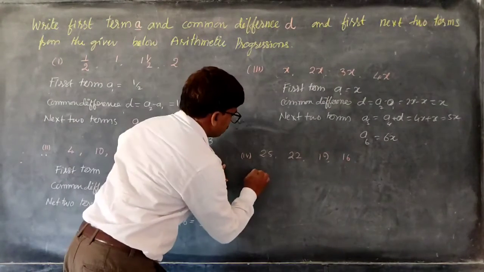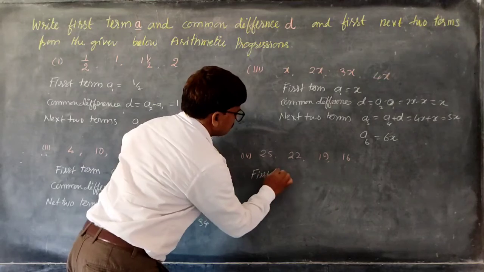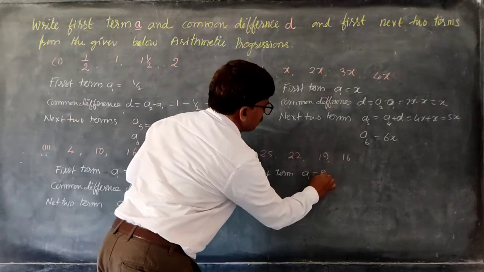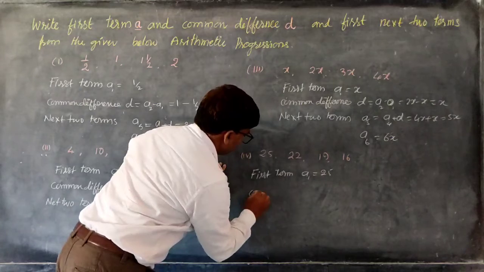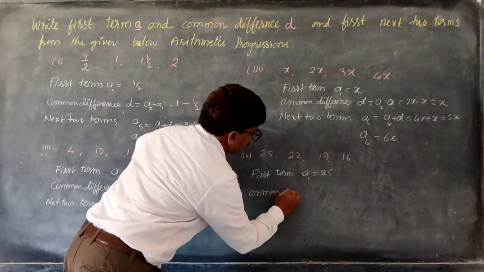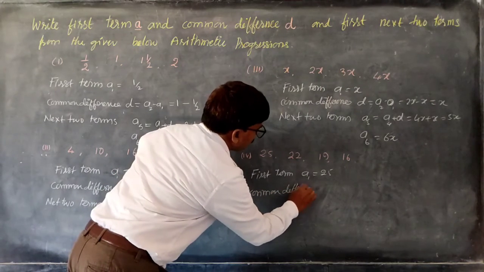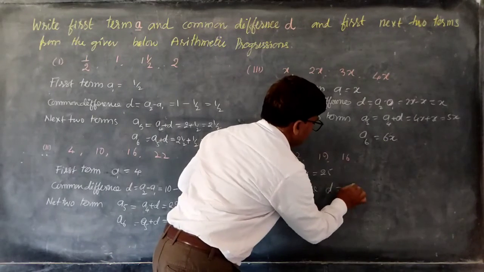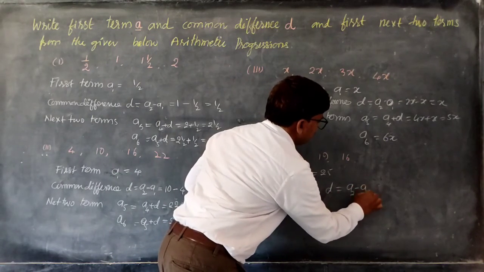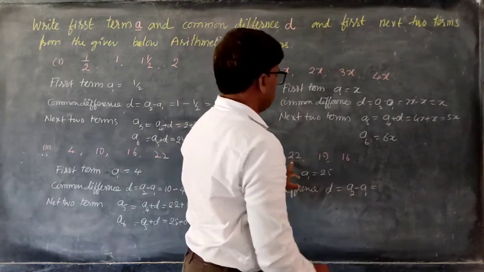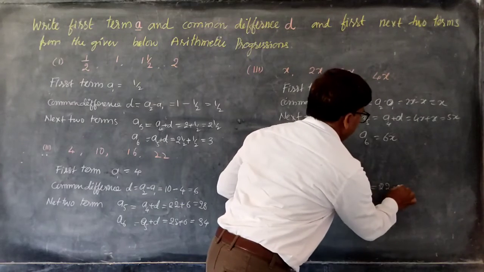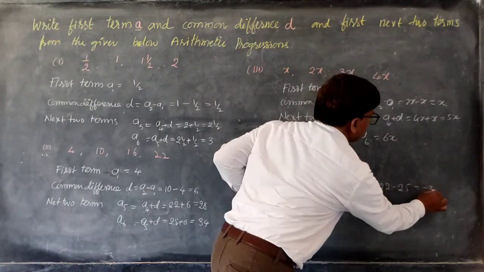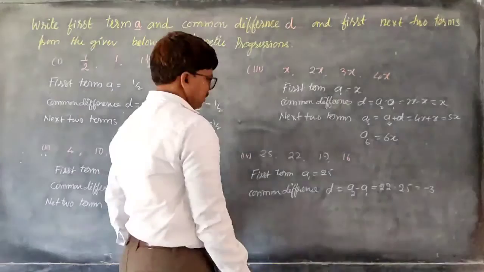So in this one, the first term A1 is equal to 25, and the common difference D is equal to A2 minus A1. So what is A2? 22 minus A1, 25, which is equal to minus 3. The common difference is minus 3.